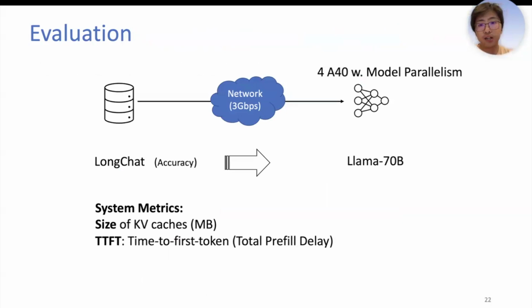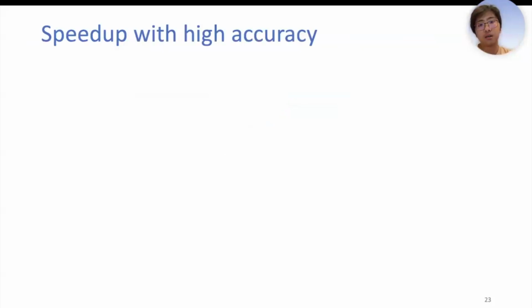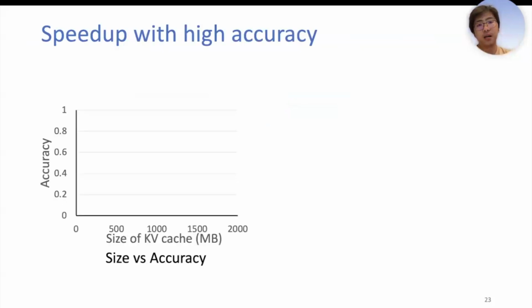For our evaluation in this talk, we report on the dataset LongChat on accuracy, and the default network link is 3 gigabits per second. For system metrics, we report the size of KV caches in megabytes, and we also report TTFT. Think of it as time to first token or total prefill delay. So we first show the speedup with high accuracy.